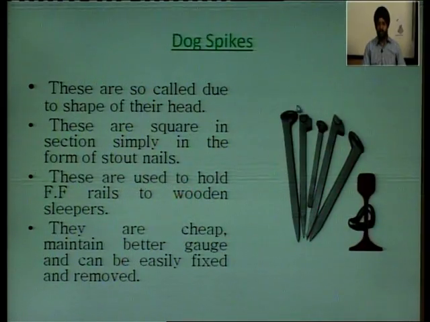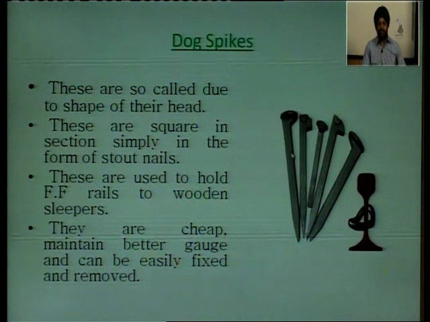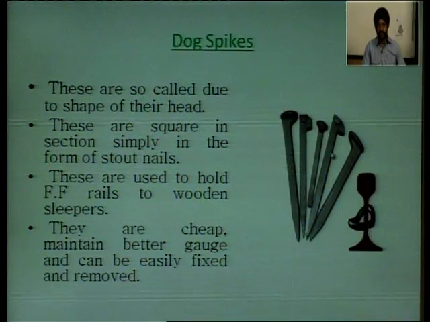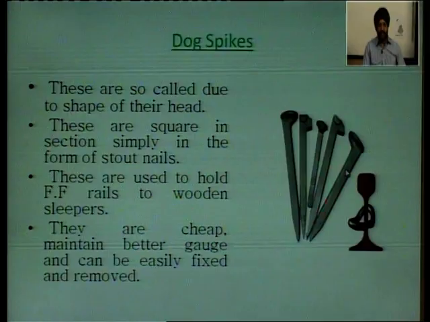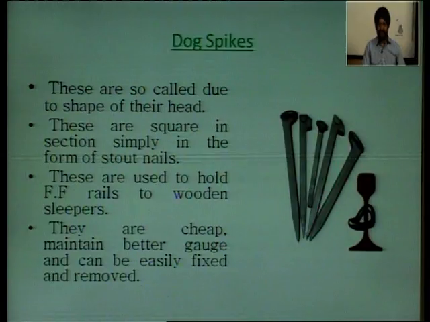Due to the shape of their head, these spikes are known as dog spikes. Now this is the head part and this is the body of the spike. These are square in section, as you can see. It is not round or circular. It's very clear from this diagram also. These are square in section, simply in the form of stout nails, looking like nails, having a top head and a body.